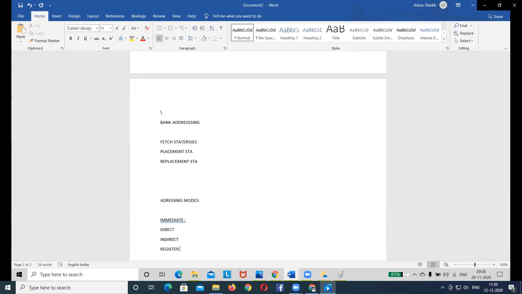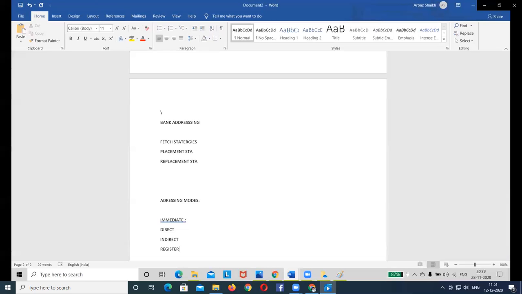Then register indirect addressing also there. In this kind of addressing mode, the operand is the memory cell pointed to by the content of a register. Then there is displacement addressing. In this addressing mode, the address field holds two values, a base value and a register that holds the displacement, or vice versa, which combines register indirect addressing and direct addressing. So displacement addressing is a combination of direct and indirect.